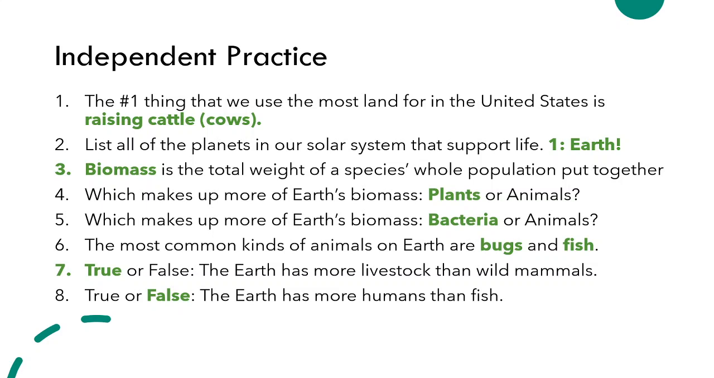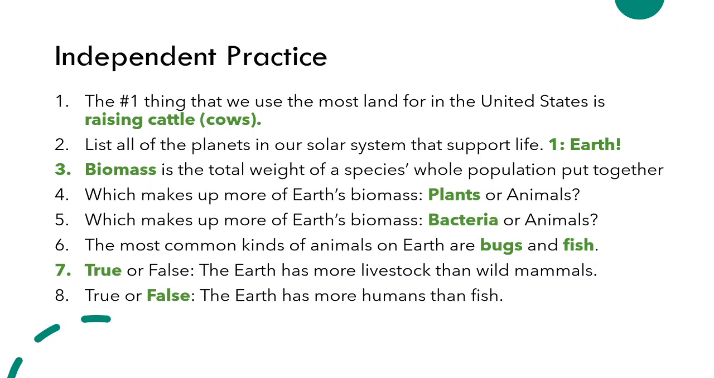Number 5. Which makes up more of Earth's biomass, bacteria or animals? Well, heck, that one's going to be bacteria. They even make up more biomass than animals do. Number 6. The most common kinds of animals on Earth are bugs. You could also say arthropods if you're a fancy scientist. And fish. I know, not the most exciting news, but hey, it's true.